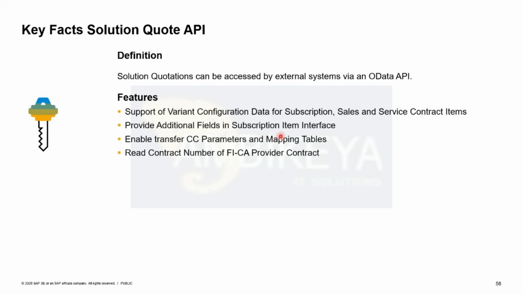And also a few more fields are added in subscription item. It is also now possible to transfer CC parameters and mapping tables using the solution quote API. And once the quotation is created and accepted, it is now possible to also read the contract number and FICA contract number with respect to that particular quotation.